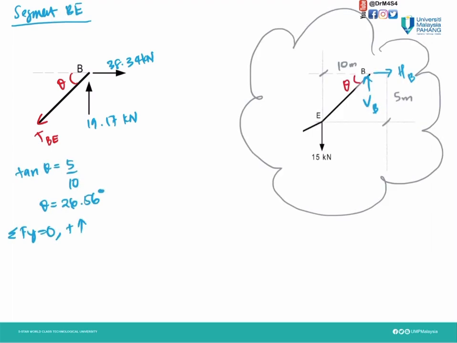So this from the main free body diagram, we know this distance here is 10, here is 5, therefore we can calculate our theta. So our theta is tangent theta 5 divided by 10, and we get our theta is 26.56 degree. Then we take summation Fy equal to 0 positive upward, therefore 19.17 upward positive. Then TBE we have to resolve into y direction, therefore TBE going down, negative TBE sine 26.56 degree equal to 0. We can solve it and we get our TBE is 42.87 kilonewton.